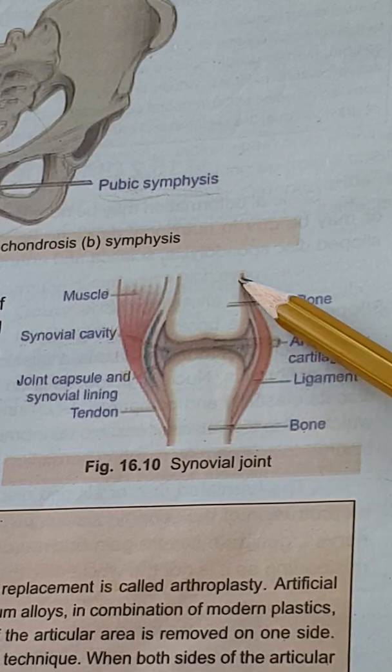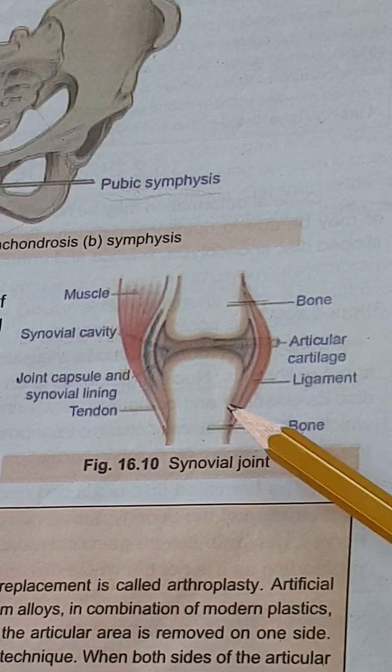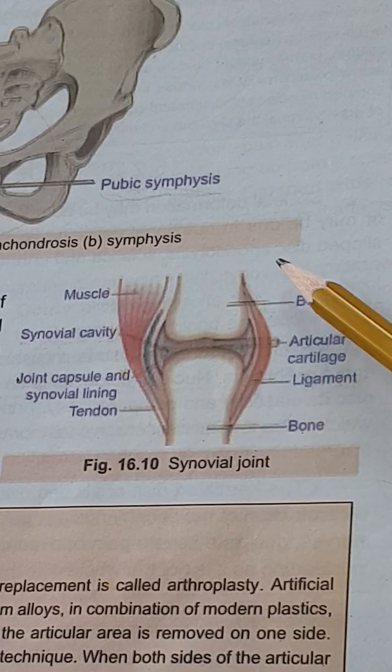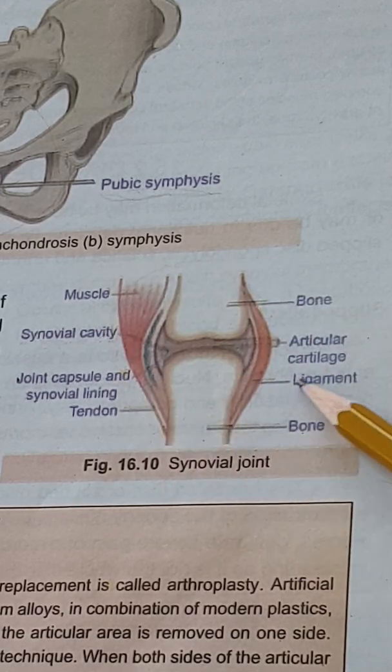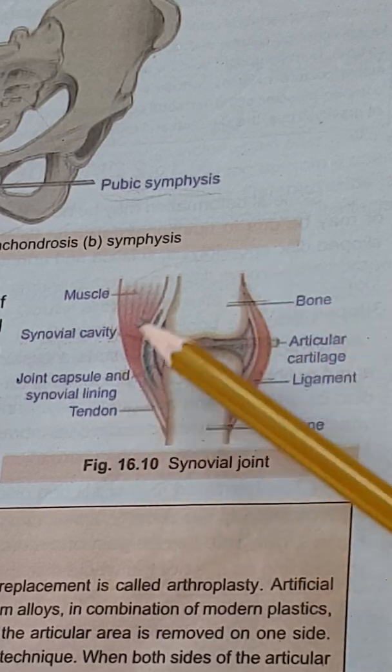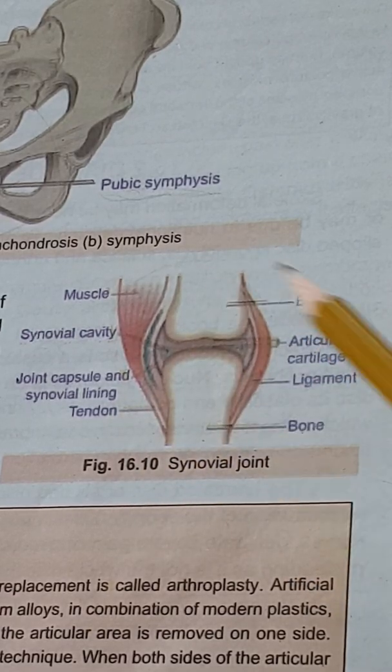Outside the synovial membrane a ligament is present which connects this bone with this bone, and in this way this synovial joint moves sometimes in two directions, sometimes in all directions.